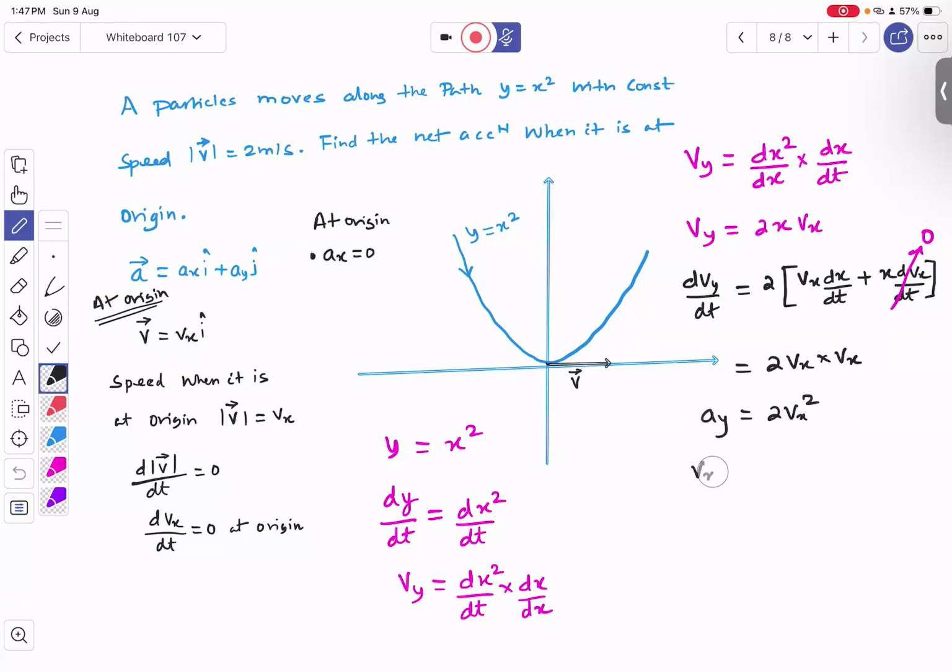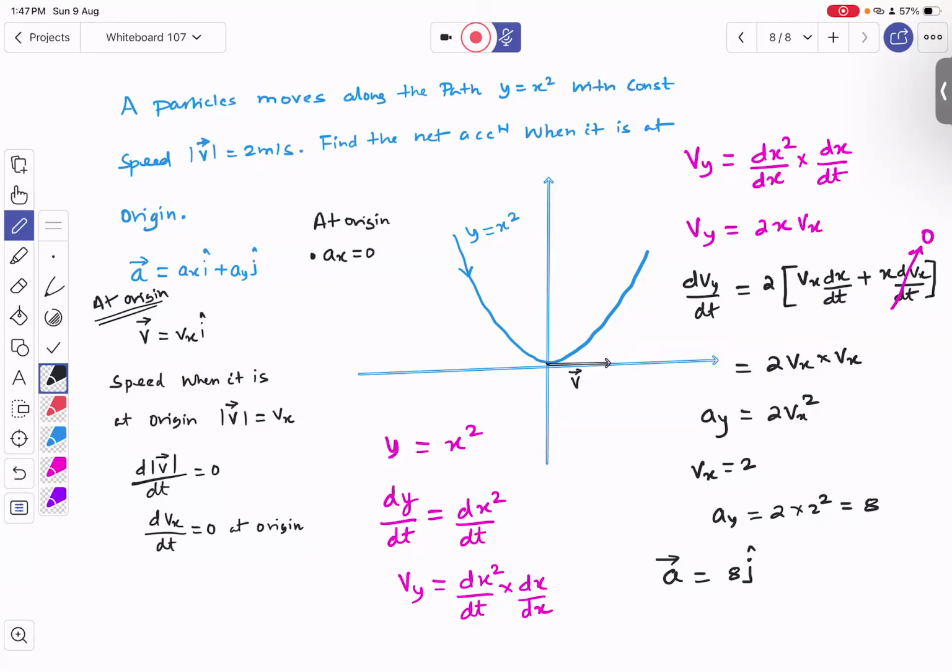And what is Vx? The speed, 2. So what will Ay be? 2 into 2 square, that is going to be 8. So the acceleration of the particle when it is at origin is going to be 8 j cap. Clear, no? Yeah, correct. You got the correct answer.